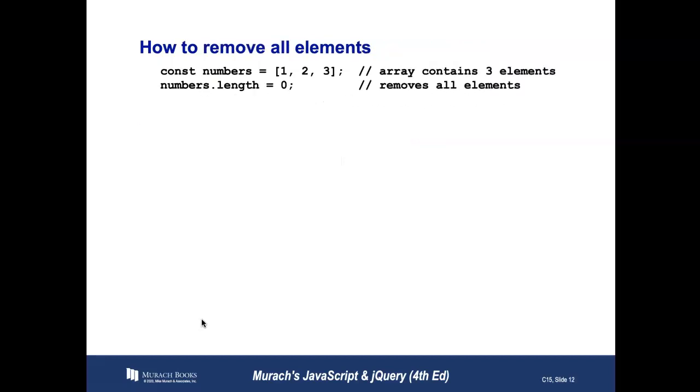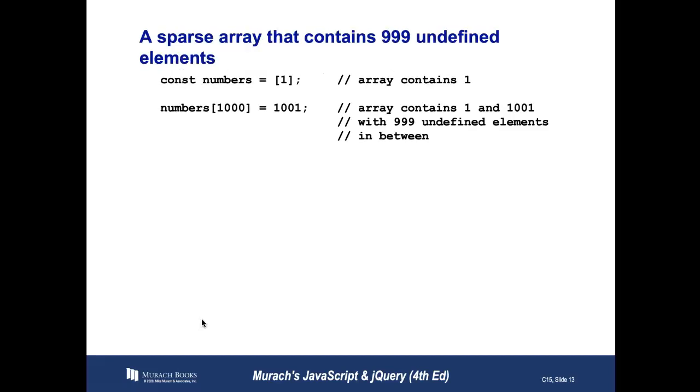Lastly, we can remove all elements of an array simply by assigning the length property to 0. That clears out the array.